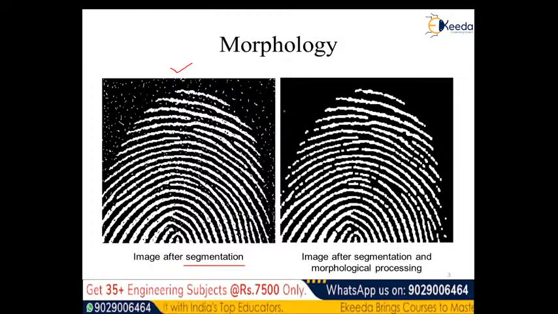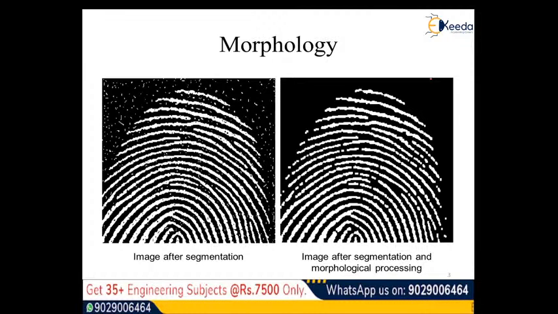So you see here, there are no small white dots in the image that you see on the right hand side. This is obtained by first performing the image segmentation, as it was done in the previous case on the left hand side, but followed by the morphological processing here. Now you see the image is free from noise, and further applications will be more efficient. So this is the significance of having the morphological operations done for image processing applications.